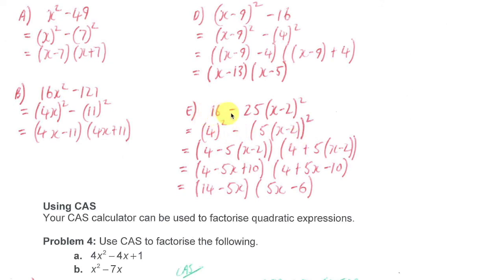And for e, I've got 16 minus 25 lots of x minus 2 all squared. So what I'm going to do is get into the format a squared minus b squared. So the 16 becomes 4 squared, and the 25 lots of x minus 2 squared becomes 5 multiplied by the bracket x minus 2 all squared. And now we just go through and apply our a minus b multiplied by a plus b. So 4 minus 5 lots of x minus 2, and then 4 plus 5 lots of x minus 2. Expand the brackets, collect like terms.